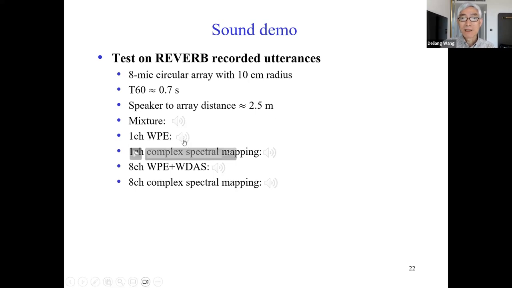And this is the result from the single channel WPE algorithm.